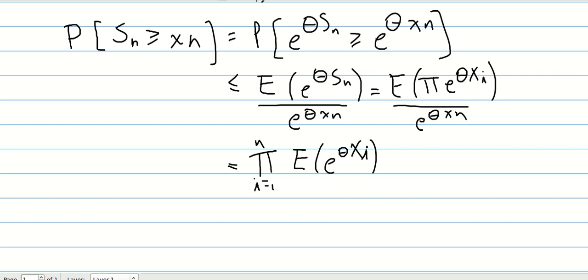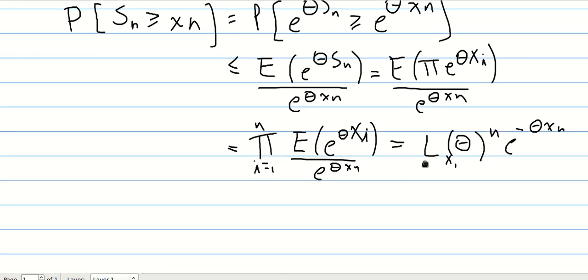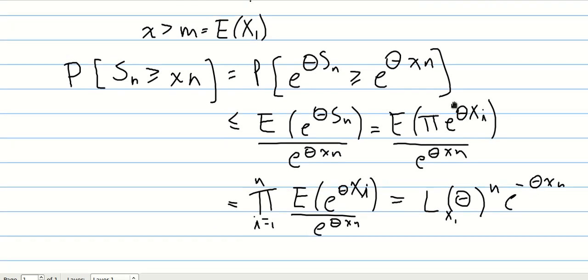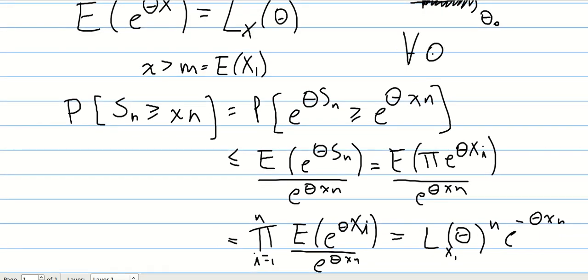And note here that now it's an IID sequence, so this becomes just a product. Sorry, becomes just a power. So this is going to be, actually just write it as the Laplace transform of x1 to the power n, e to the minus theta xn. So this inequality holds for every theta.